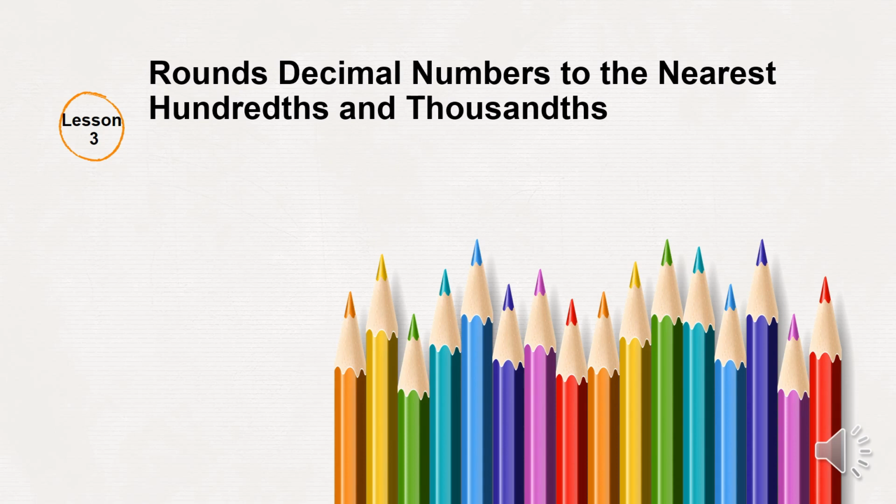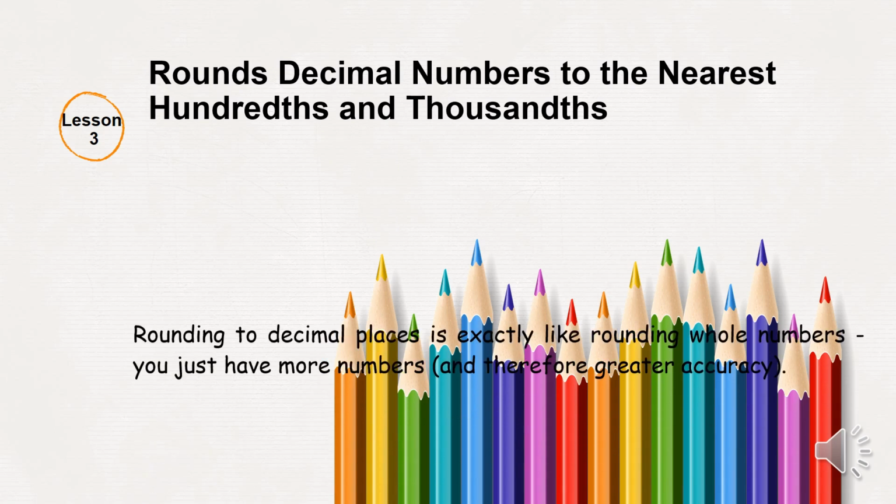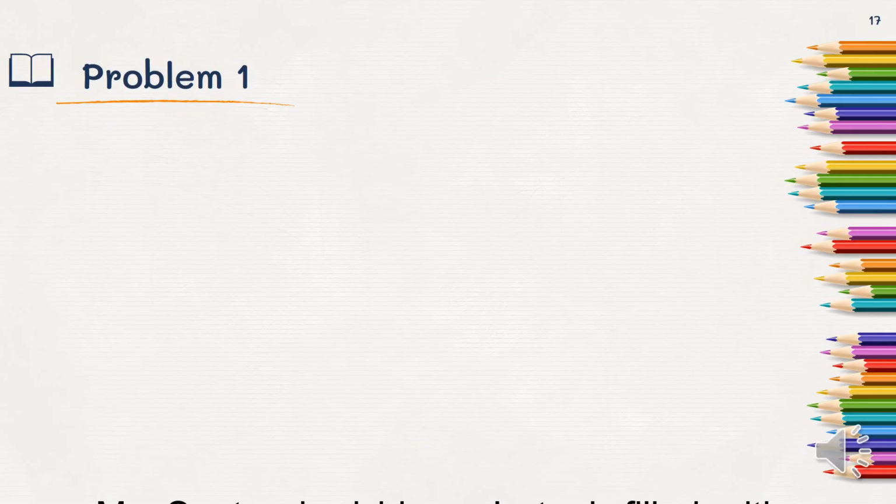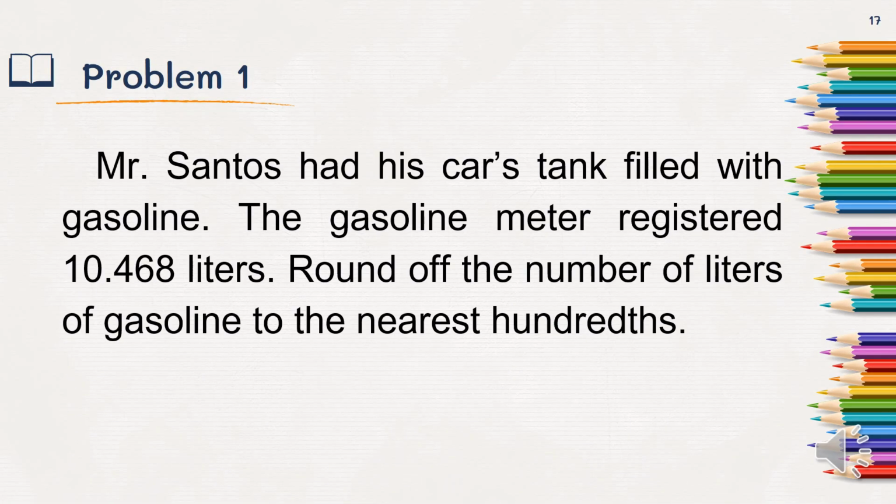Rounding decimal numbers to the nearest hundredths and thousandths. Rounding decimal places is exactly like rounding whole numbers. You just have more numbers and therefore greater accuracy. Now let's have problem number 1. Mr. Santos had his car's tank filled with gasoline. The gasoline meter registered 10 and 468,000 liters. Round off the number of liters of gasoline to the nearest hundredths.